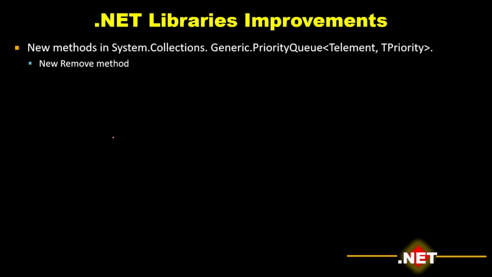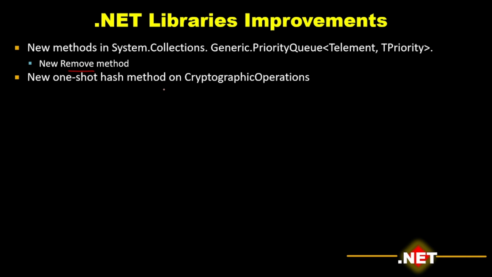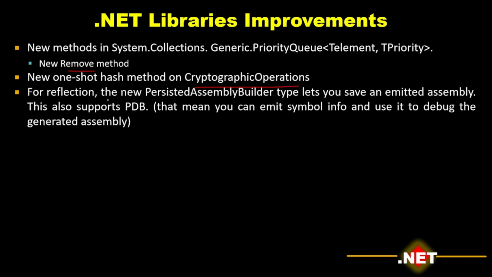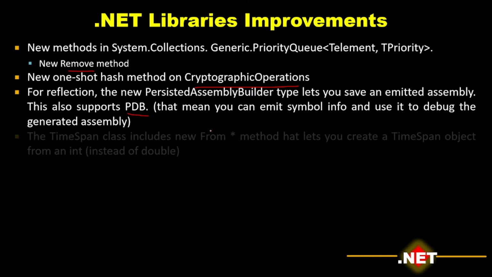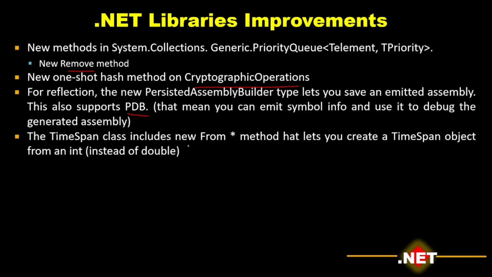There are many other improvements in collections, like generic priority queue. We have got a remove method, which is improved, and one-shot hash methods in cryptographic operations. For reflection, there are many other things, like PersistedAssemblyBuilder type that lets you save the emitted assembly, and this also supports PDB, so using this you can debug things here. The TimeSpan class includes new From methods that let you create a TimeSpan object from int instead of double. So these were a few library improvements.